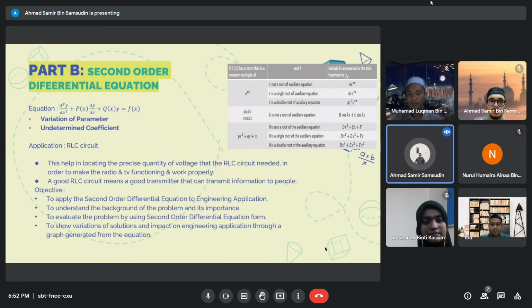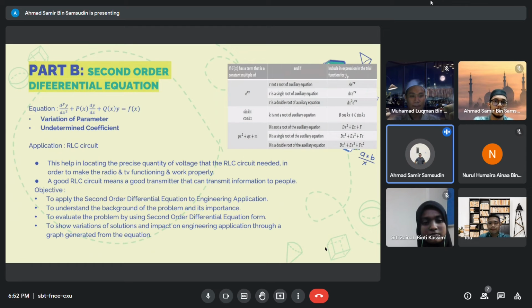Okay, so I will present part B, which is the second order differential equation. The equation for the second order differential equation is d squared y over dx squared plus p(x) dy over dx plus q(x) y equals f(x). So we have the variation of parameters and the undetermined coefficients.